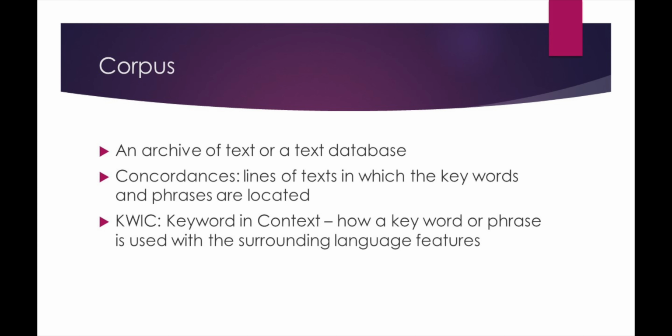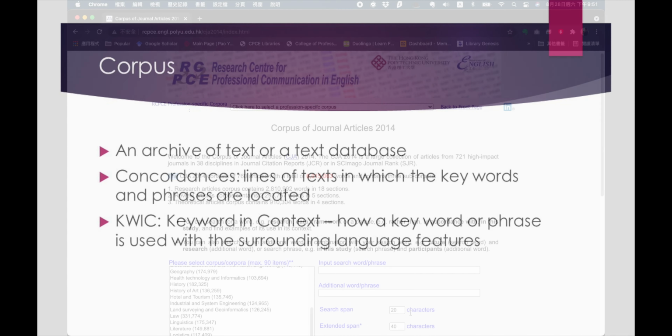As you make a search, the web interface shows you lines of text in which the keywords and phrases are located. We call these lines concordances, and this corpus tool function is called a concordancer. This function serves to look at key words in context in full, meaning that you're looking into how a keyword or phrase is used with the surrounding language features.